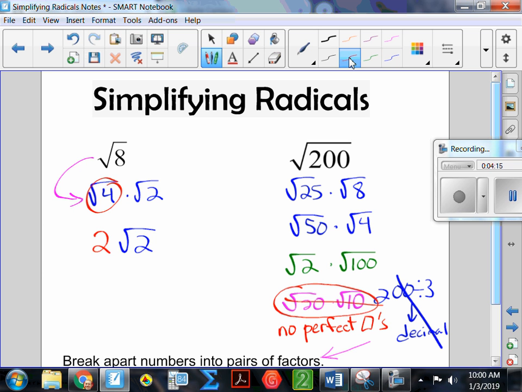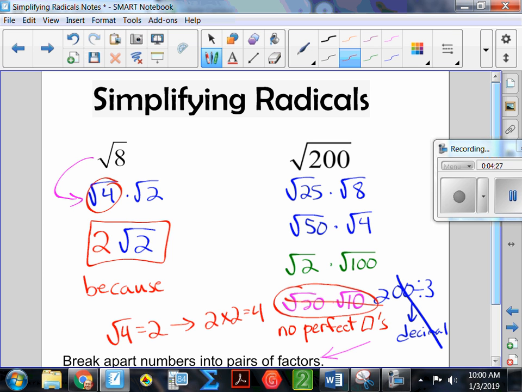And so that's my final answer, 2 times the square root of 2, because the square root of 4 is equal to the number 2, because 2 times 2 is 4. So that square root of 4 can simplify to the number 2.